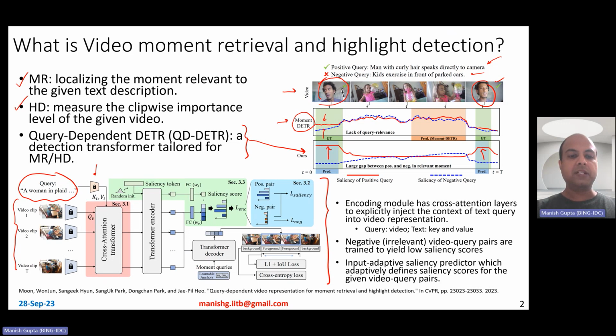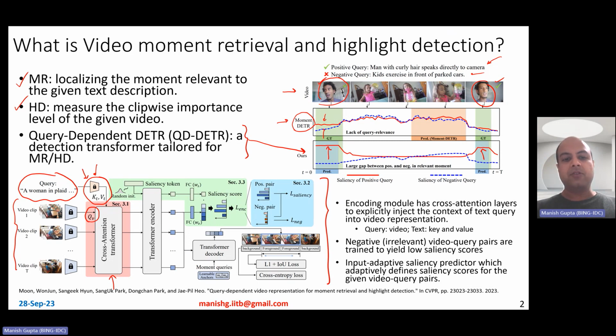Then you use a cross attention transformer module so as to explicitly inject the context of this text query into the video representation. In this cross attention transformer, you use the video as queries, and you use the text part as keys and values, so as to compute QK transpose into V, and softmax and so on and so forth, right? That gives you video representations which are influenced by the text in the query.